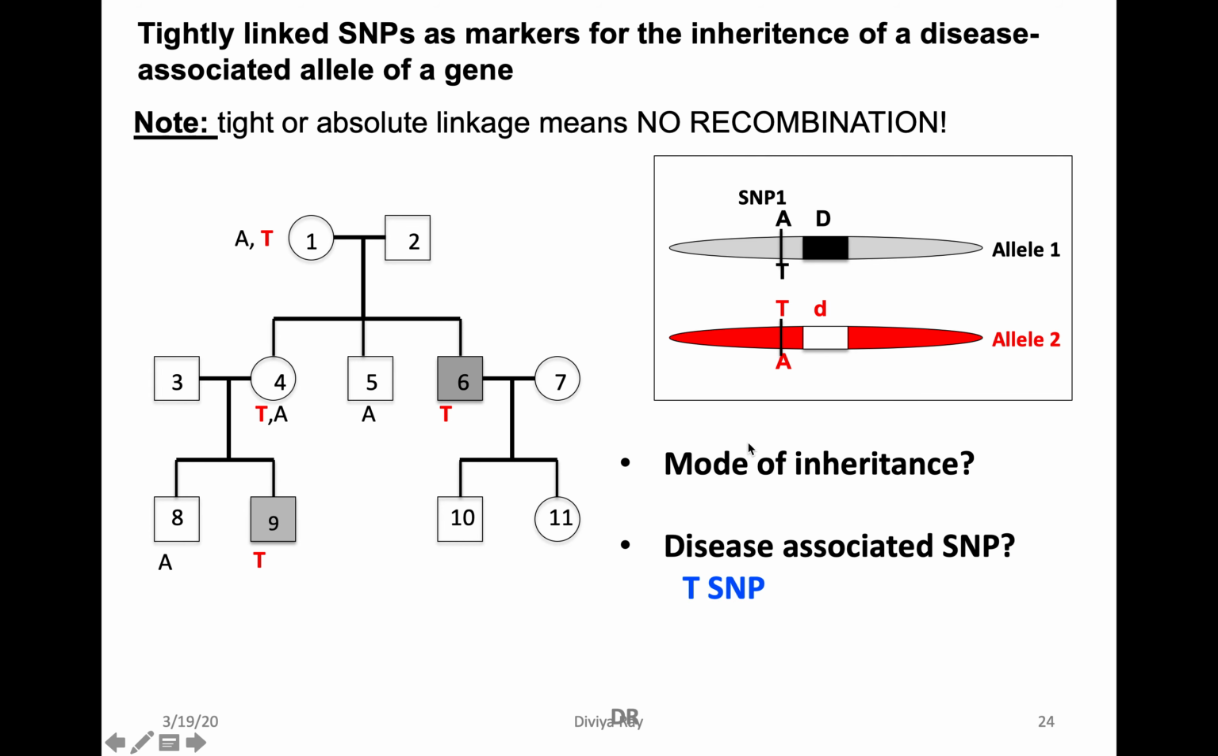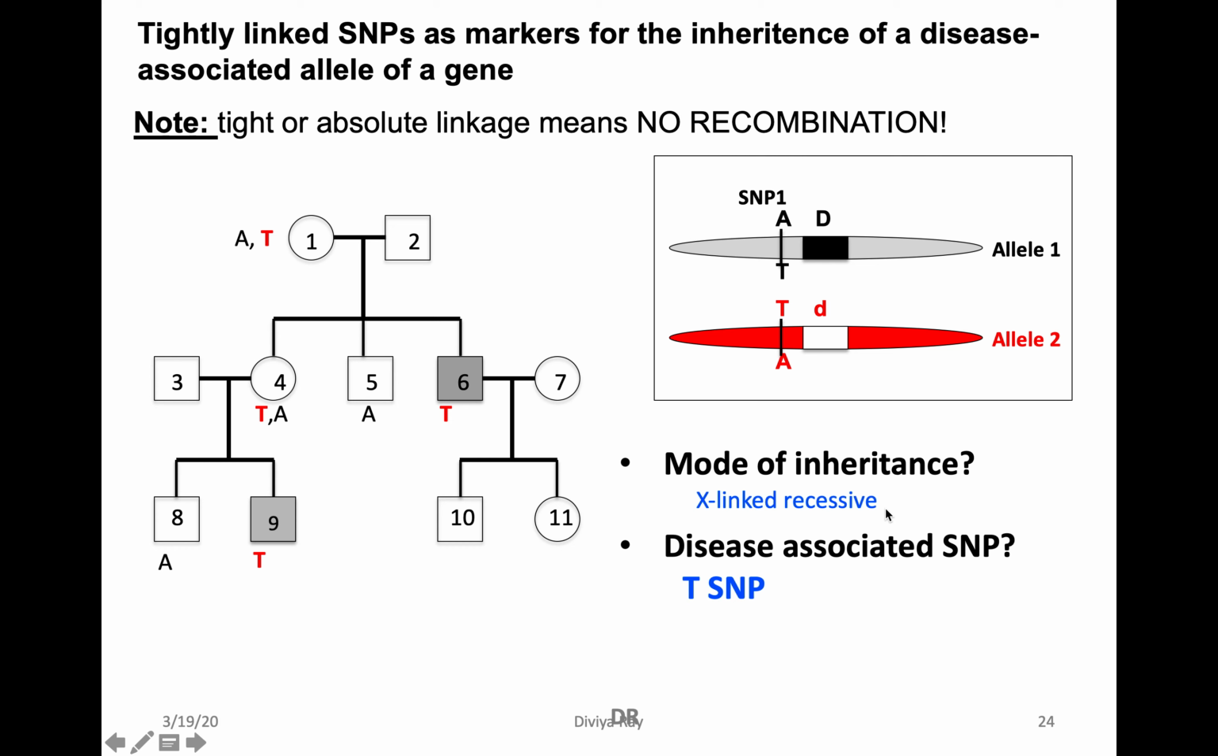So keeping this in mind, let's take a look at this pedigree. What's the mode of inheritance? From your lectures in genetics, and also from the SNP profile, you can see that the males over here only have one SNP. So clearly, this is an X-linked recessive mode of inheritance. The people who have T as the SNP are the ones that are shaded. So T is the SNP that is associated with this particular trait or this particular disease.